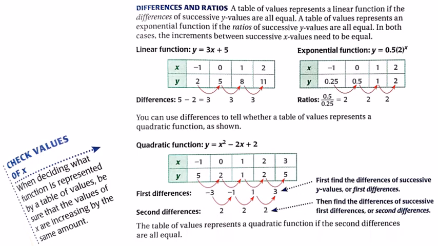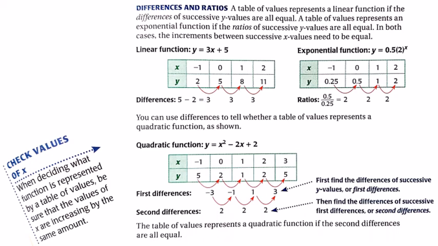Here is a whole bunch of information. This is all in your textbook. If I give you points like that and you are not able to graph it, we have a couple things that we can try out and look at. I'm going to start reading this to you. A table of values represents a linear function if the differences in successive y values are all equal. So they took 5 minus 2, and then 8 minus 5, and then 11 minus 8. And they found that all of those differences were equal and were 3. So that represents a linear function.